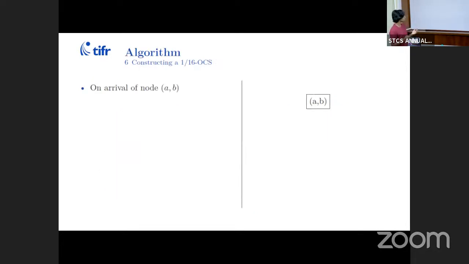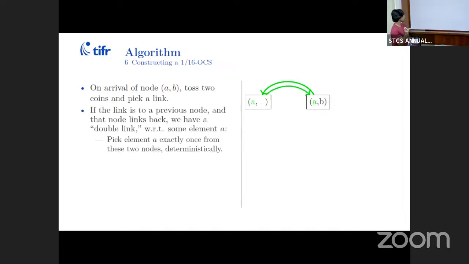On arrival of a node, the first thing we would do is toss this coin to decide which of these links to draw. Now it might so happen that the arrival of the node completed a link from a past node, and I also tossed my coin and happened to link back. These links are what I would call a double link. Whenever a double link occurs, it would be with respect to some element, because whenever a link occurs, it happens with respect to some element. So whenever a double link occurs, there is a common element between those two.